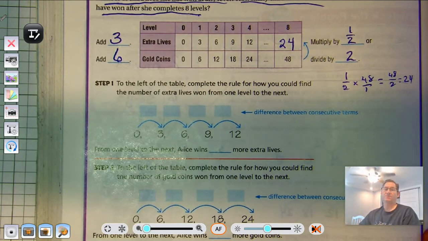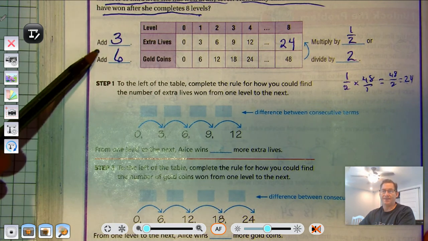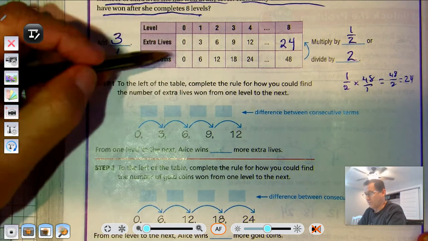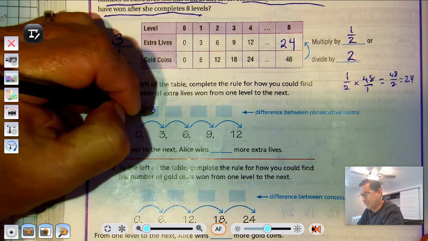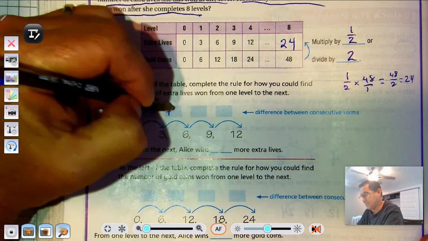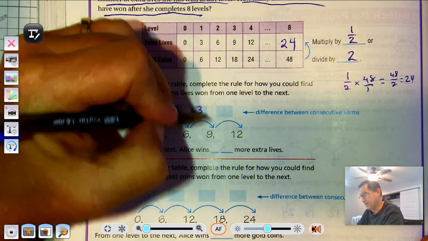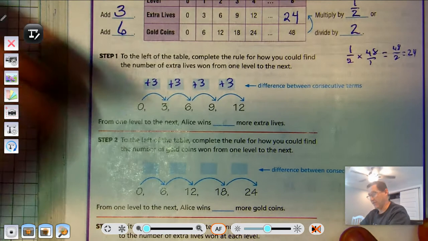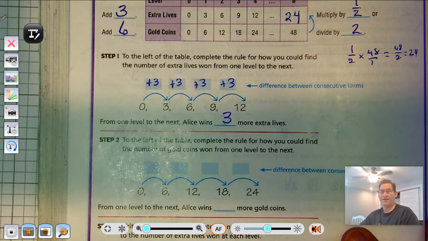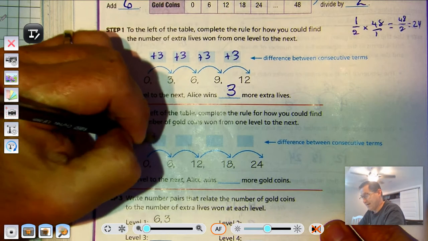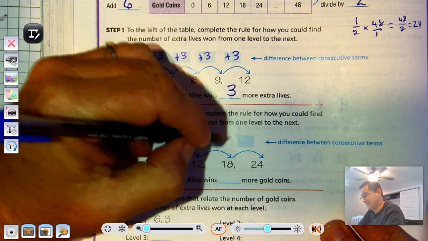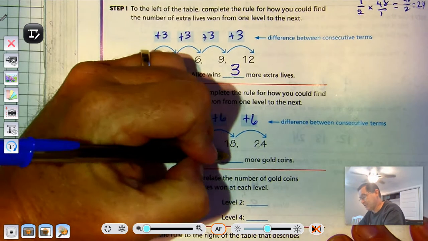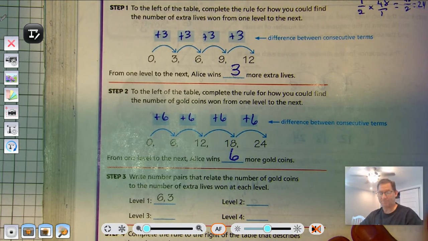So to the left of the table, complete the rule for how you can find the number of extra lives, which we did. Okay. So let's complete the consecutive terms for this one. We went from 0 to 3 by adding 3. We went from 3 to 6 by adding 3, 6 to 9 by adding 3, and 9 to 12 by adding 3. So from one level to the next, she wins 3 more extra lives. And for the gold coins, we said that every time she completes a level, she adds 6 more gold coins. So from one level to the next, she wins 6 more gold coins.